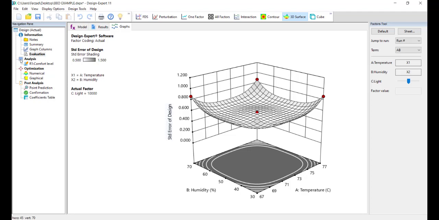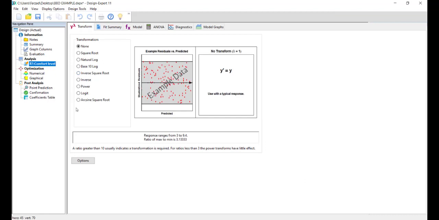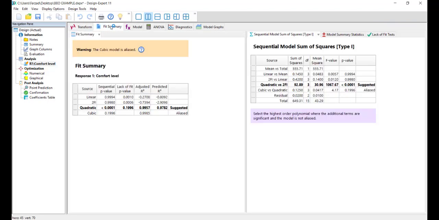So next we go to the analysis tab. We go to the comfort level response. We need to analyze each response. We have already seen in the CCD design, a CCD method, that we need to check all of the responses one by one. Here we have only one response, the comfort level, so we analyze our model for it. We do not know which type of transformation we may need, so let's start with summary.